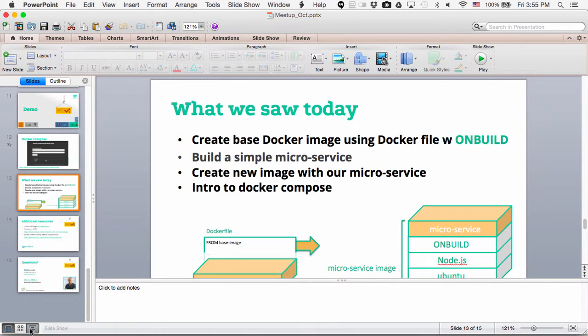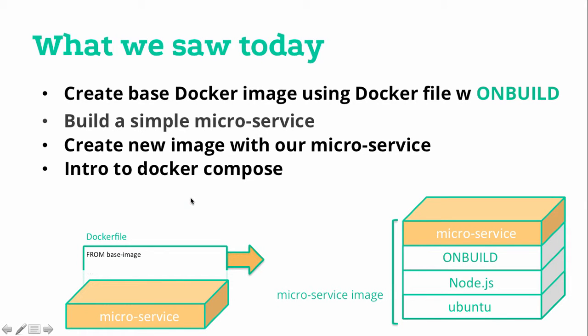Let's briefly talk again about what we covered today. So we've learned first about the on-build triggers and how to add them to our base image. Then we built a simple microservice. We created a very simple Dockerfile for it that calls these triggers to be executed. And then in the last part, we got some introduction to Docker Compose.